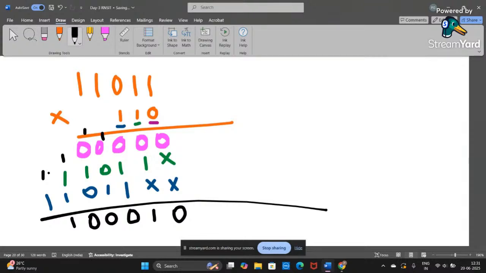Then 1 plus 1 is how much? 10. Writing 0 here. And 1 will be carried forward to the next one, but there is no other number, so writing that here itself. So 1 0 1 0 0 0 1 0 is your answer. This is similar to the multiplication what we do. Same, similar to the multiplication.